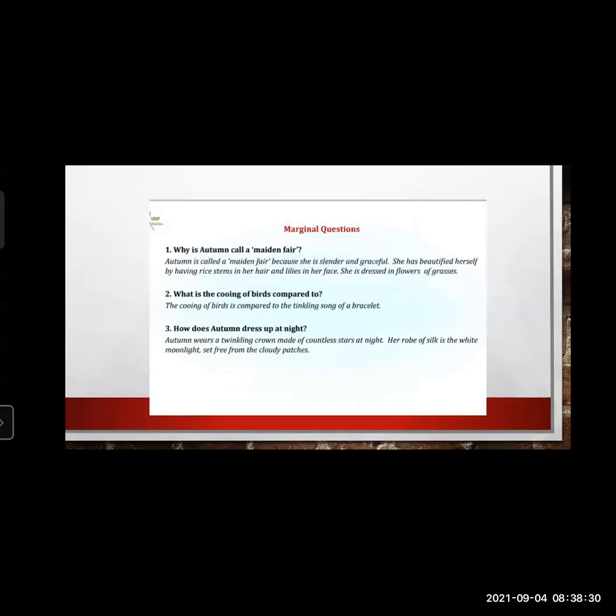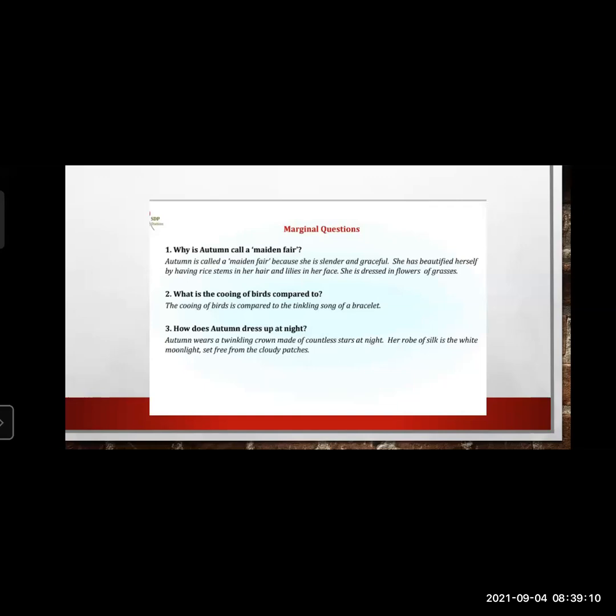Now we have to see the marginal question of the poem. Why is autumn called a maiden fair? So students, why did the poet call the autumn season a maiden fair, a beautiful girl? Let's see the answer. Autumn is called a maiden fair because she is slender and graceful. She has beautified herself by having rice stems in her hair and lilies on her face. She is dressed in flowers and grass, and this whole picture looks like a maiden fair, a beautiful girl. So that's why the autumn season is called a maiden fair.